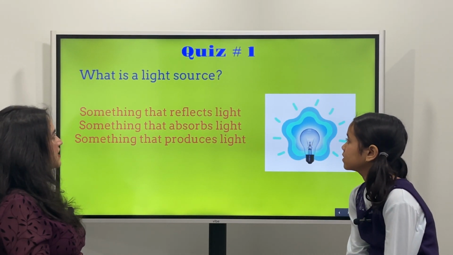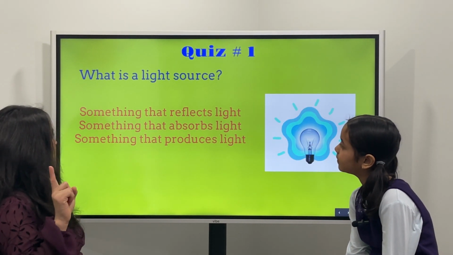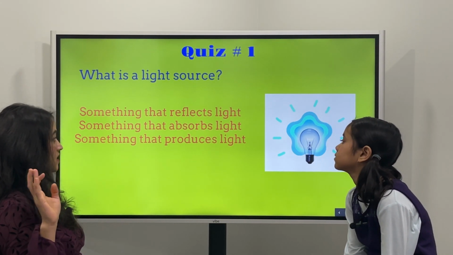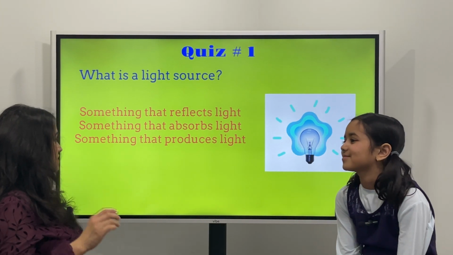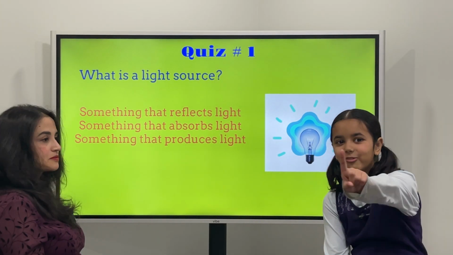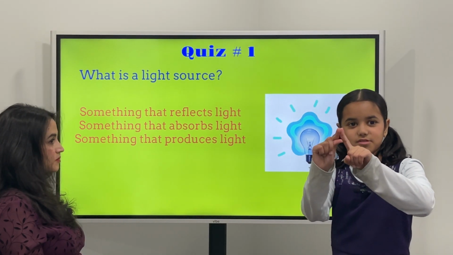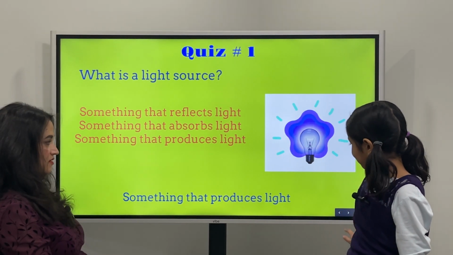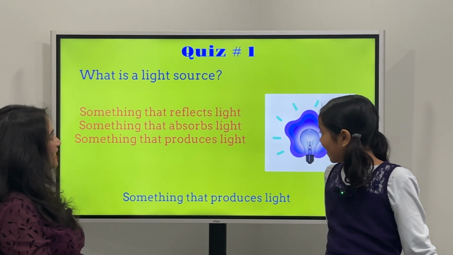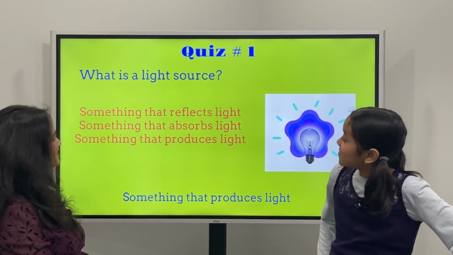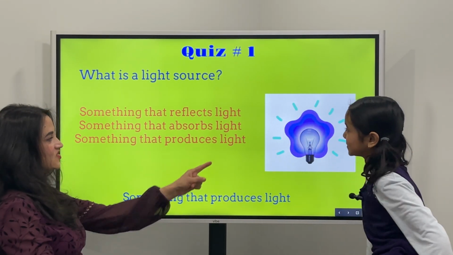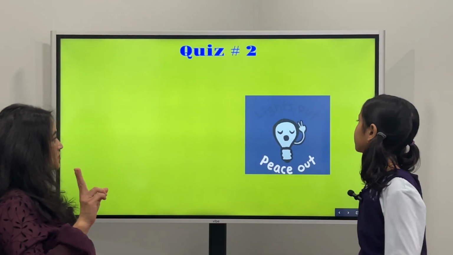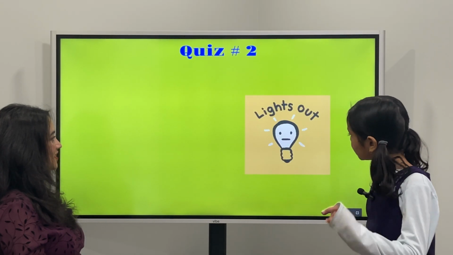Okay, what is a light source? Number 1, something that reflects light. Number 2, something that absorbs light. Number 3, something that produces light. I think it's 3. Yeah, something that produces light. Pretty good. Blink, blink, blink. It actually kind of hurts my eye.